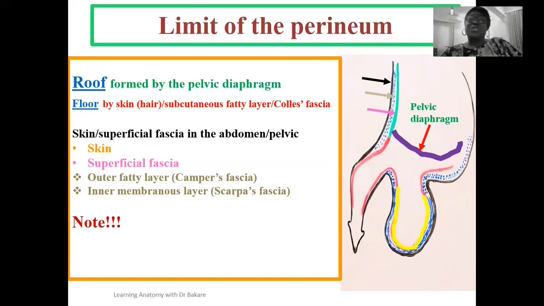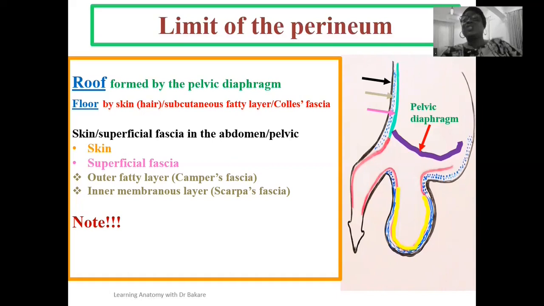But if you go deep to the superficial layer, let's take the outer fatty layer first, which is the Camper's fascia. This outer fatty layer is highlighted here in dotted blue. You see it from the abdominal region extending down. When it gets to the pelvic region, it presents some distinct features.